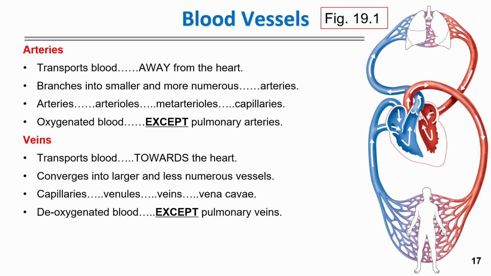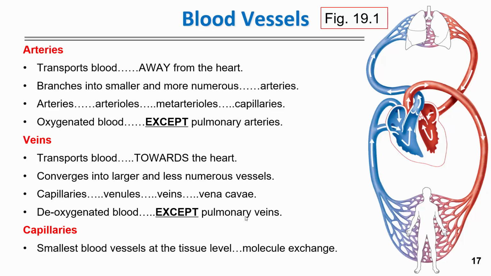And veins are known to carry deoxygenated blood, with the exception of the pulmonary veins. So the pulmonary veins are transporting blood towards the heart, and these are veins coming from the lungs, and that is blood that has picked up molecular oxygen.